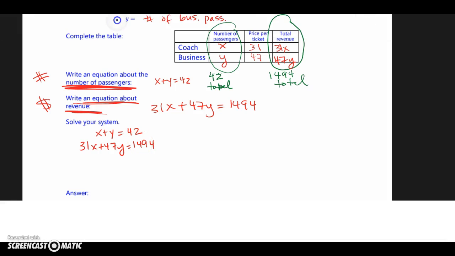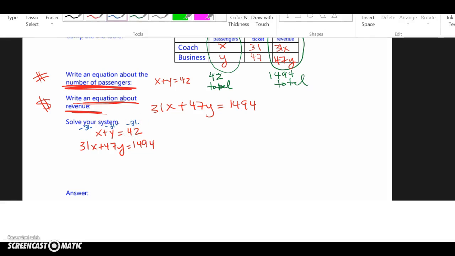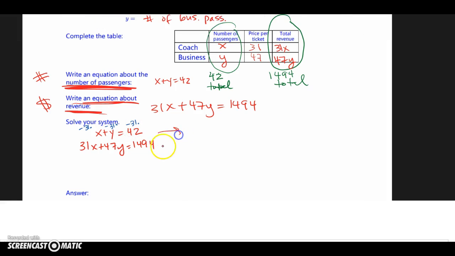If I want to do the elimination method, I want the same coefficient with opposite signs either for X's or for Y's. I'm going to go ahead and want a negative 31 in front of this X to cancel with this 31. So I'll multiply by a negative 31 all the way through. All three items have to get multiplied by a negative 31. And I'm not going to touch the second equation, so leave that the same.